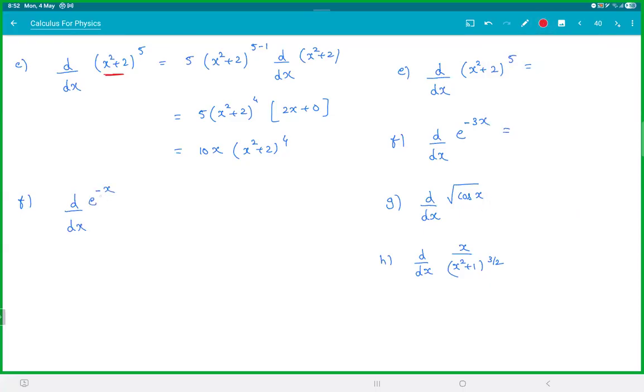e power minus x, again, this is your function here, minus 3x. This is e power minus 3x, and then differentiate your 3x. Yeah, minus 3 comes out.